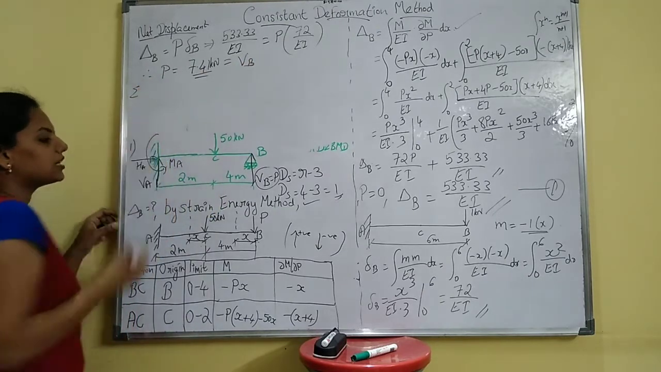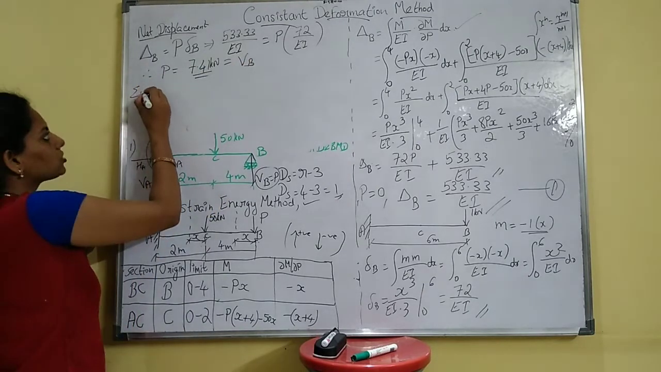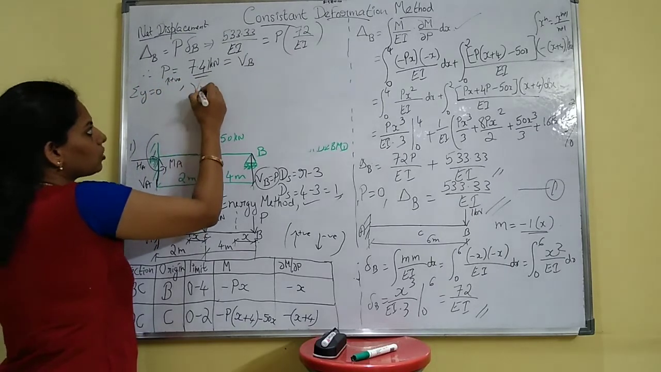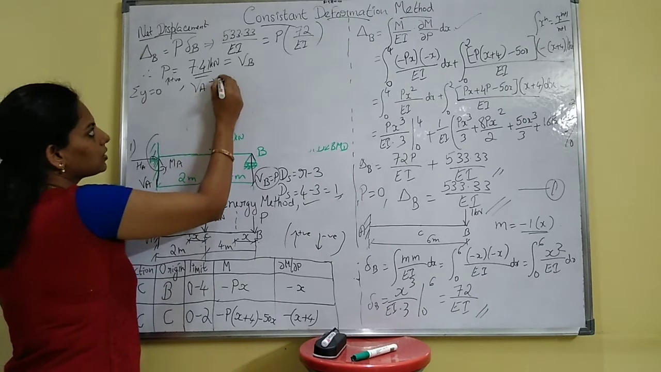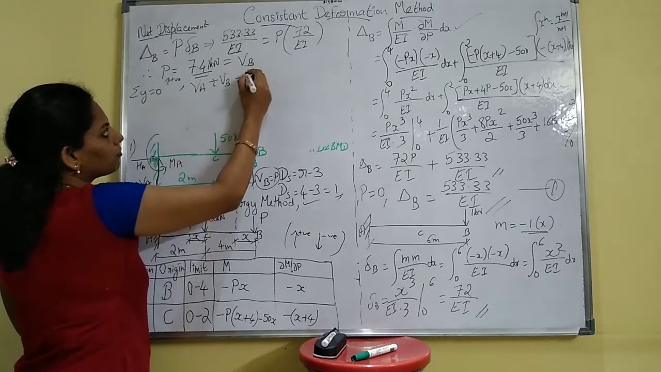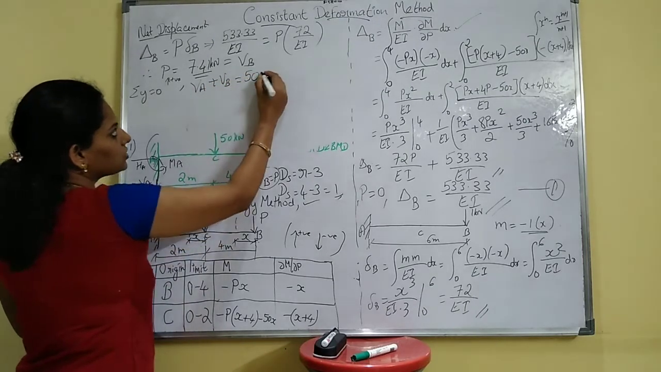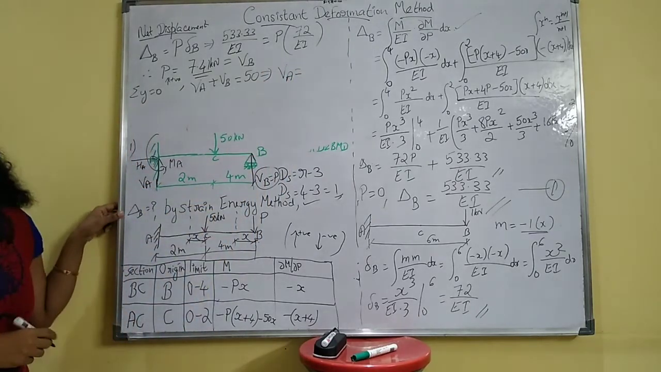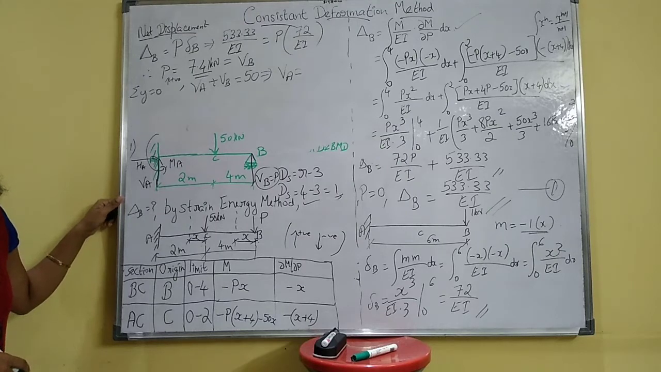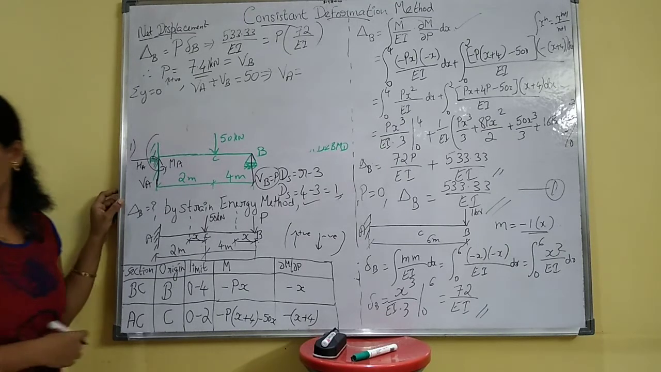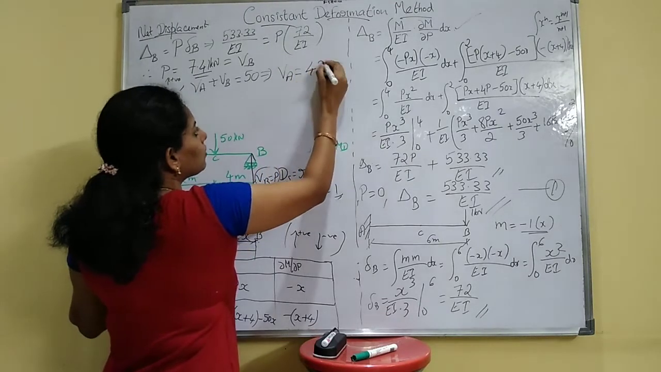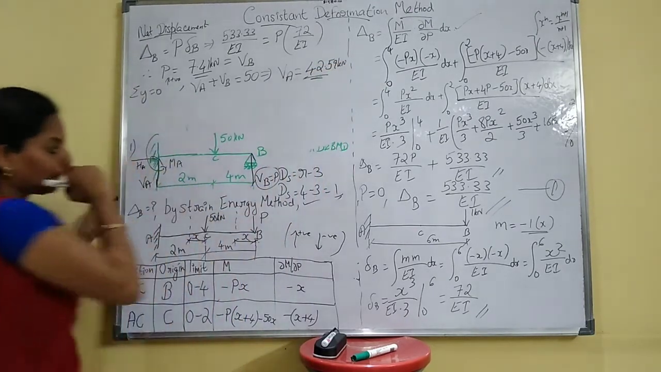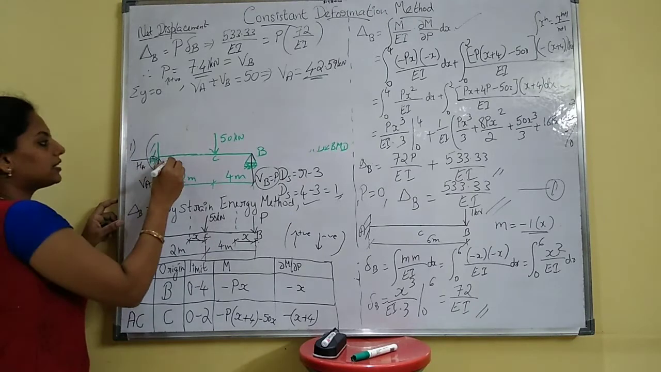Then similarly, using the equilibrium equations, find out the forces. Summation Fy is equal to 0, upward as positive. So VA plus VB equal to 50. Now VB is known, which implies VA is equal to 50 minus 7.41, that is nothing but VA is 42.59 kilonewton.